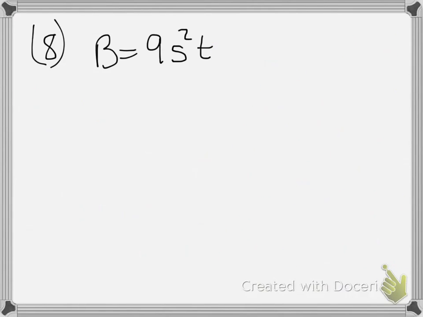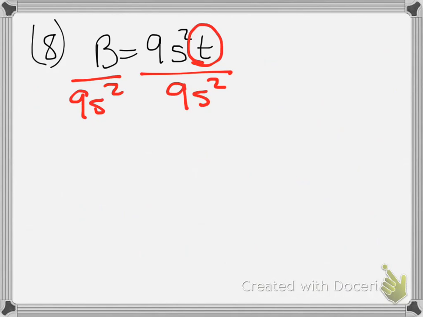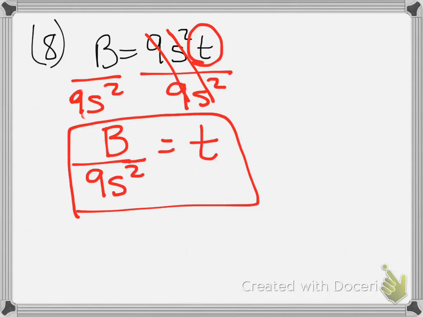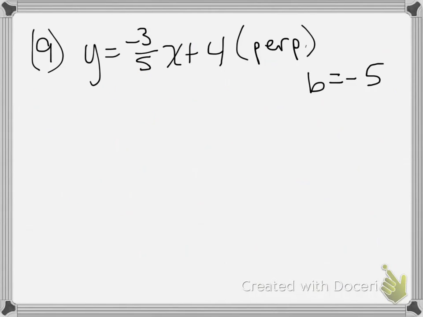Number 8, the problem is solve for t. This is just practicing getting one of your variables by itself. We want t to be by itself. So I'm going to divide 9s squared on both sides, because dividing by 9s squared is going to cancel this and leave t by itself. So t equals b divided by 9s squared. That's how you get that by itself.